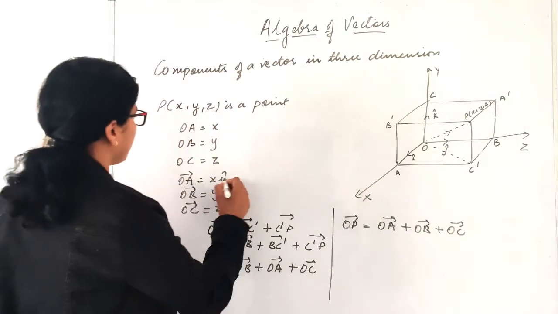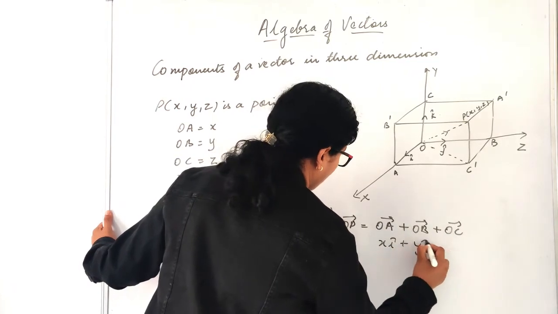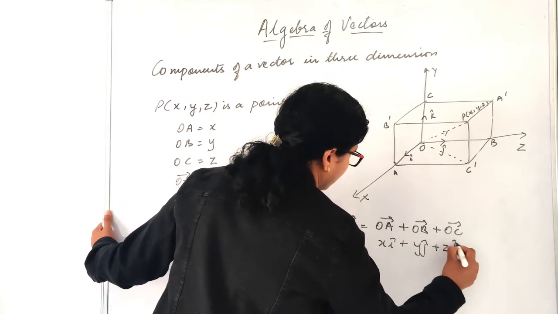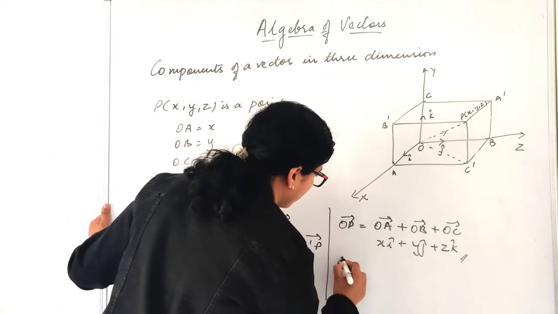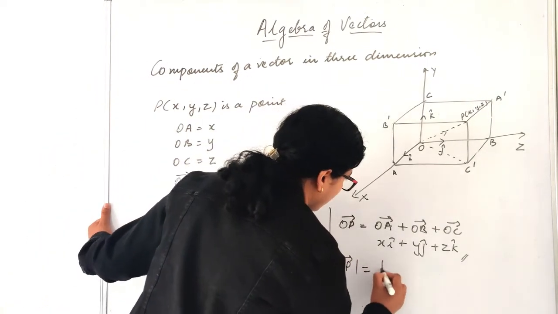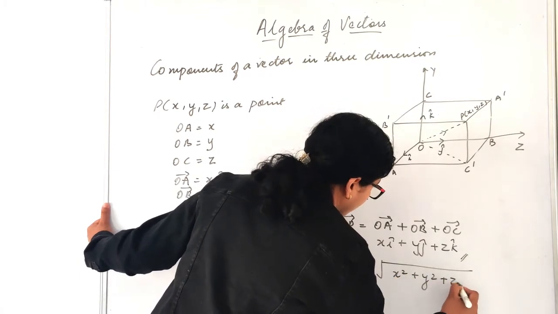Now what is my OP vector? It is xi plus yj plus zk. So done. And if I want to find the magnitude of the OP vector, it will be nothing but root of x square plus y square plus z square.